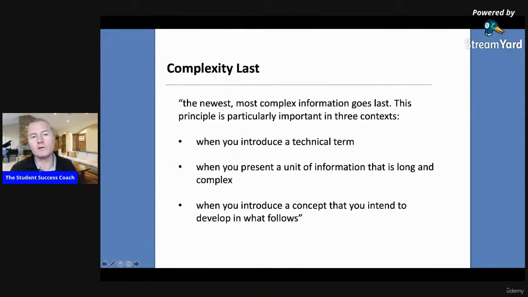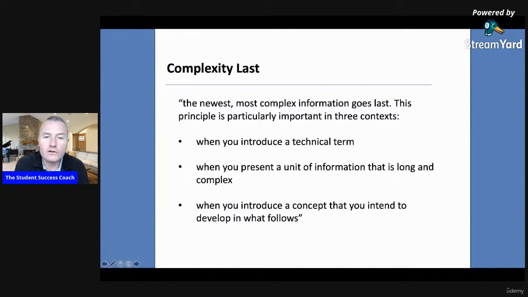And then the second bullet point, importantly there, if you're presenting a unit of information that is long and complex, so whether it's chemical engineering or medicine or maths or physics, most areas are going to have some sort of units of information, some sort of level of complexity. Some is going to be more than others, but try and put that at the end of the sentence.